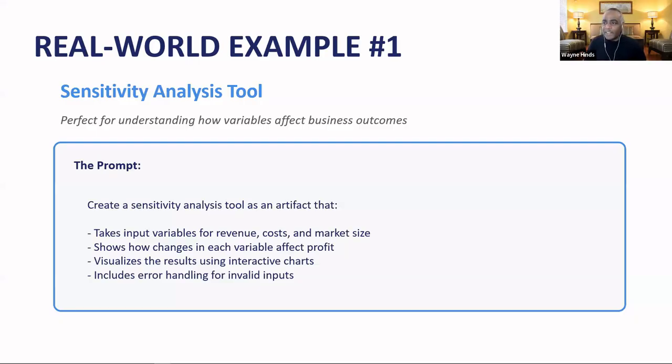So sensitivity analysis tool, perfect for understanding how variables affect your business outcomes. In this case, the prompt would be: we're going to create a sensitivity analysis tool in artifacts that does the following. Take the input variables for revenue, costs, and market size, and show how changes in each variable affect profit. Visualization: it visualizes the results using interactive charts, and then include error handling for invalid inputs. So that would be the prompt to create this, and you're going to see what that looks like shortly.